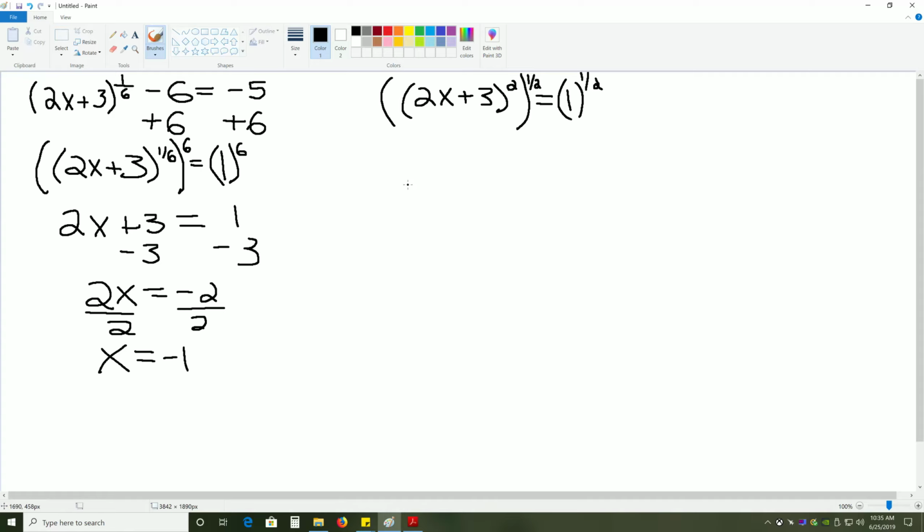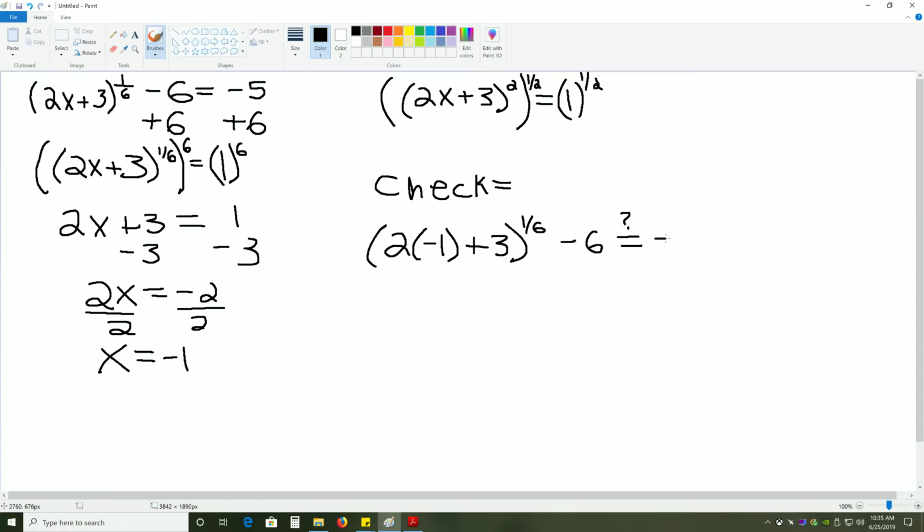We have 2x plus 3 to the 1/6, so we'll do our check over here. 2x plus 3 means 2 times -1 plus 3 to the 1/6 power minus 6, and we want to see if that's equal to -5. 2 times -1 is -2, plus 3 is 1, to the 1/6 power minus 6, and we want to see if that's equal to -5.